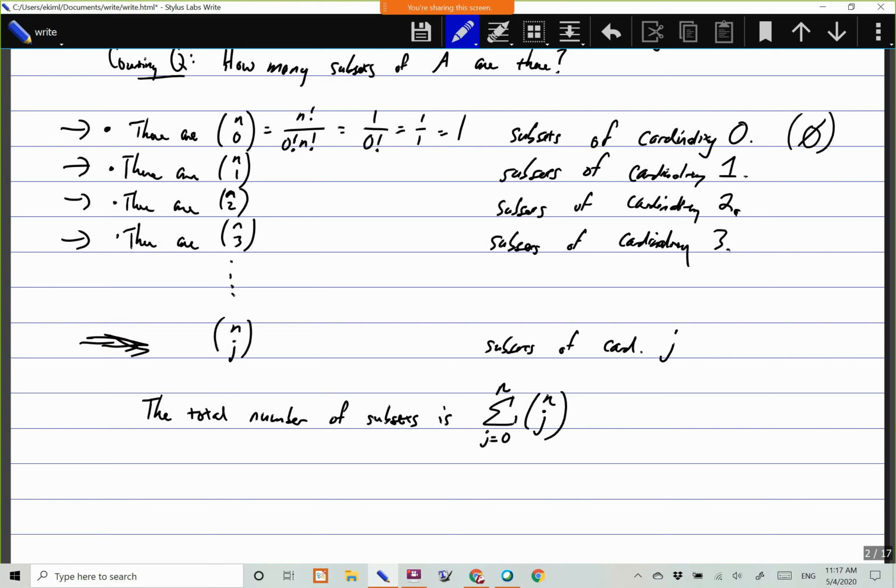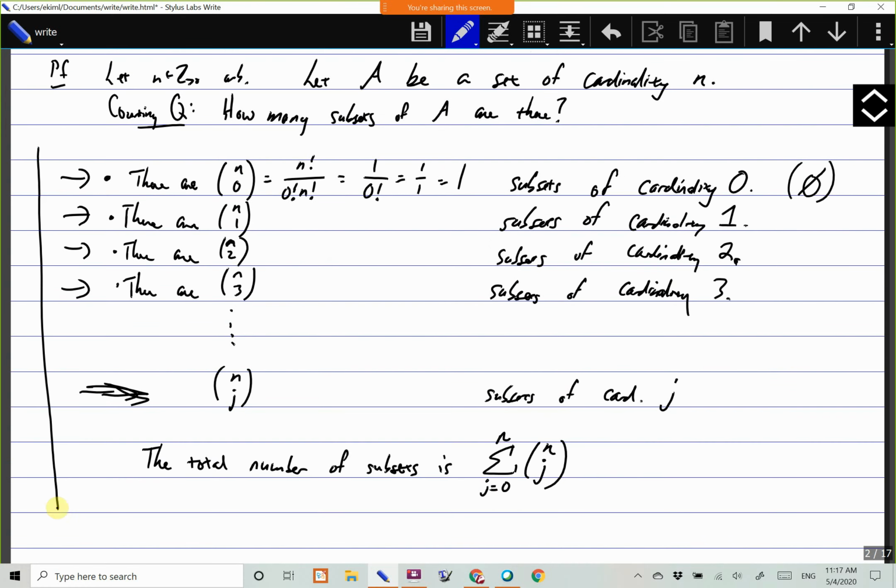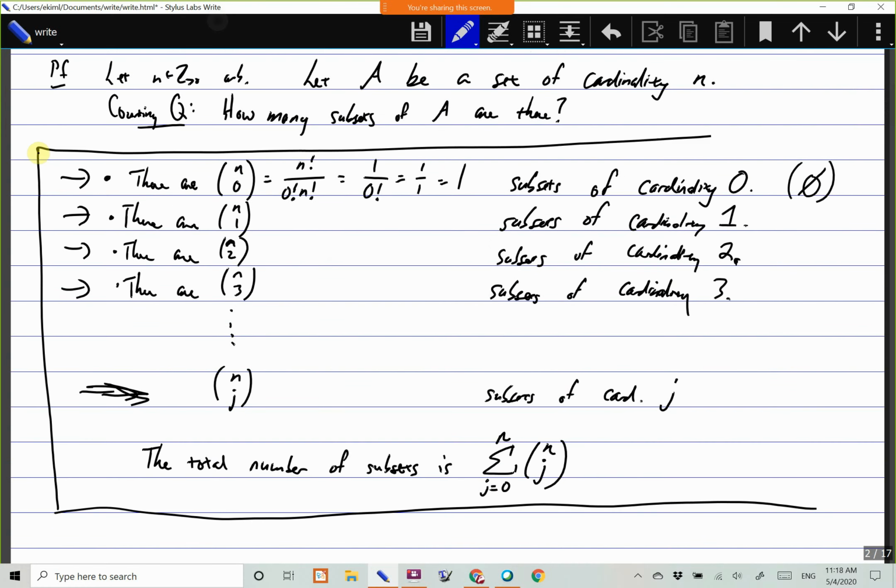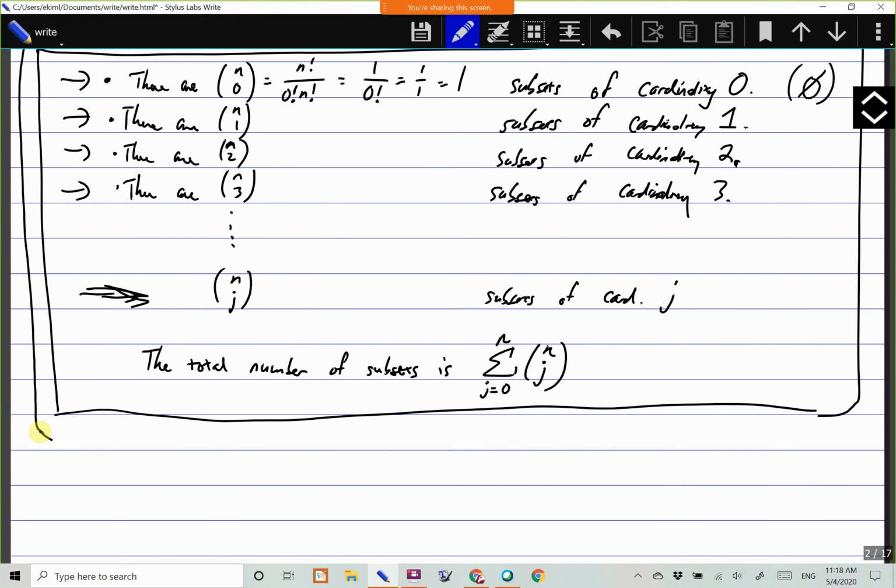Okay, so stepping back here, let me box this. This is one answer. It's a somewhat long-winded answer, but it is an answer to this counting question. Instead of looking at all the subsets of A all at once, we're saying let's look at the subsets of cardinality j for a fixed j. But then we've just looked at that little slice for a moment. We need to look over all possible j values, and j can range between 0 and n. But now what we're going to do is go back and answer this counting question a second time.